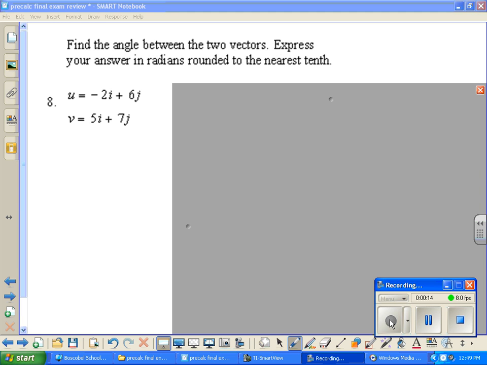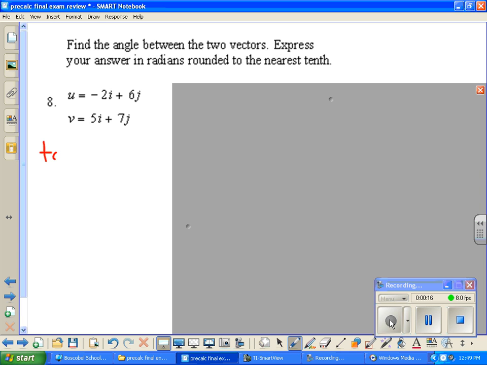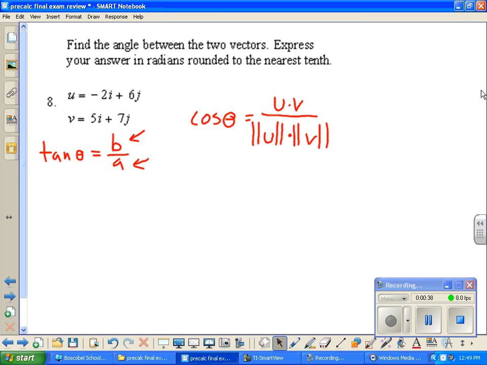First off, I could use the formula tangent of theta is equal to b over a, where the j coefficient is your b and your i coefficient is your a. And I could find the position of each angle and then subtract. That would be fine. Or, the method I'm going to use for this one is this handy dandy formula right here.